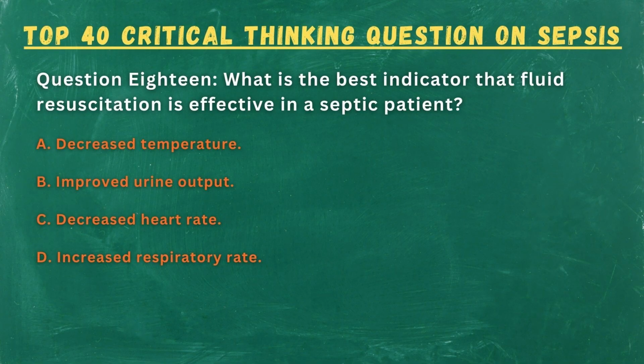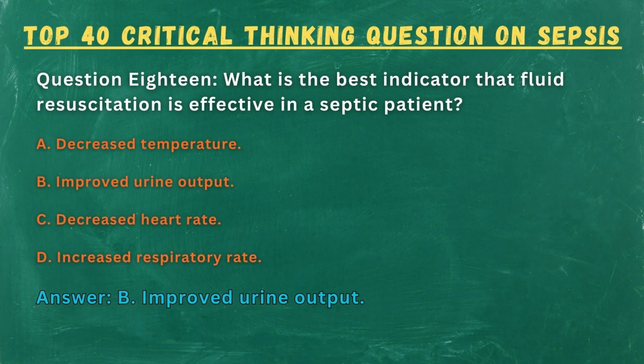Question 18. What is the best indicator that fluid resuscitation is effective in a septic patient? A. Decreased temperature. B. Improved urine output. C. Decreased heart rate. D. Increased respiratory rate. Answer: B. Improved urine output.